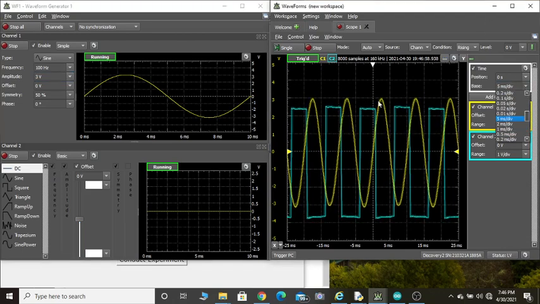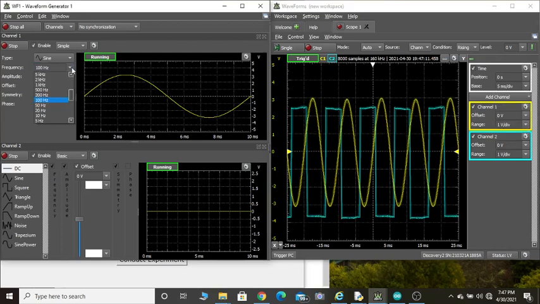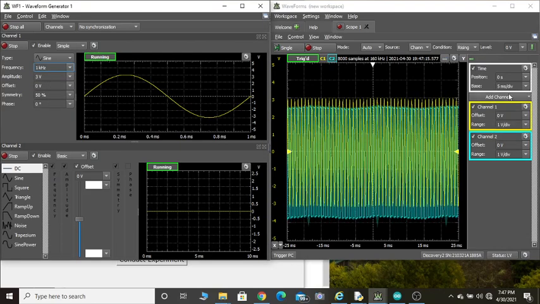So we are selecting low frequency because this op-amp will have a slew rate which is not very great. That's why we have chosen a low frequency. Let us see what happens if I choose a high frequency signal. Maybe you can just take it as 1 kilohertz. I will change this.